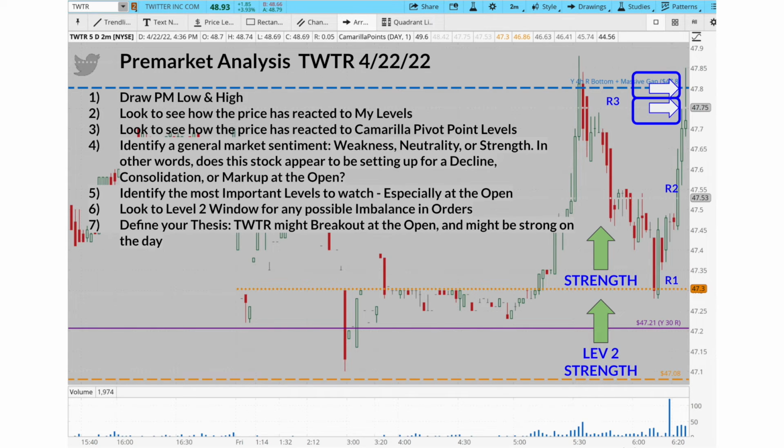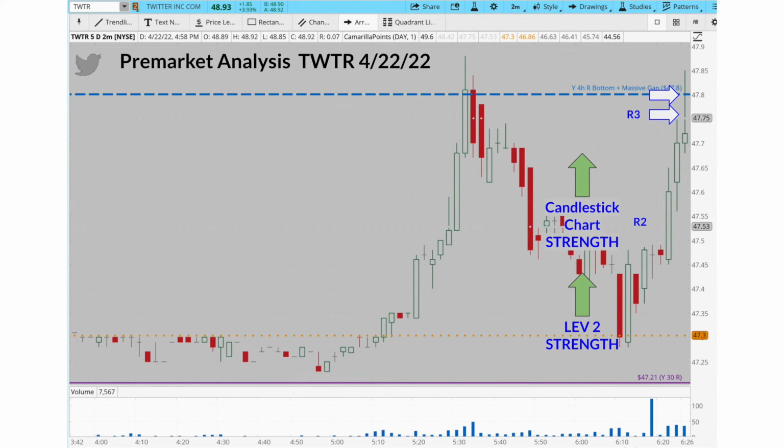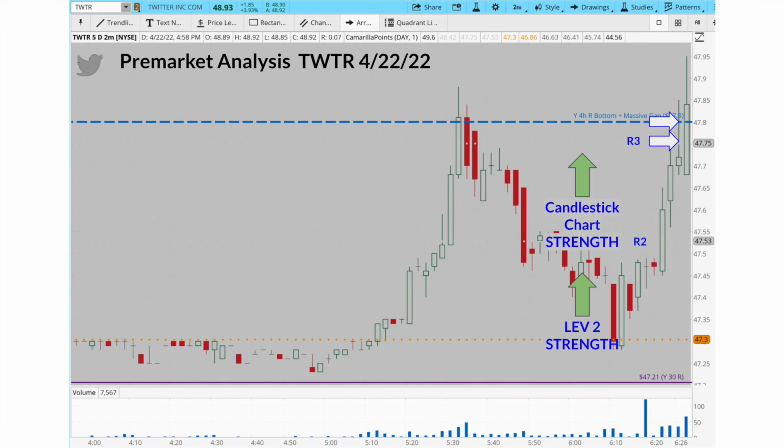All right, so we've got our 2 strong levels up here, right? So, and we've got strength both in our candlestick chart and our level 2. So now we're just going to see how this thing plays out. All right, here's the next candle. Next 2-minute candle opened up. Notice it opened up below the level of the previous candle, but went way above it, went through our level.